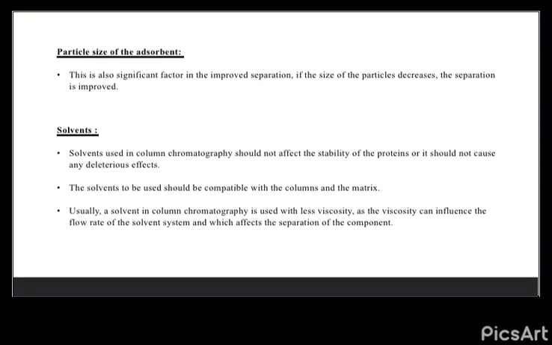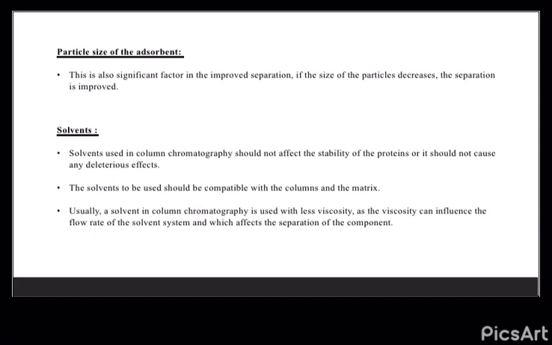Moving on to our next factor, that is the particle size of the absorbent. If the size of the particle decreases, separation is improved. That means the particle size and the separation are inversely proportional. Third important factor is solvent.